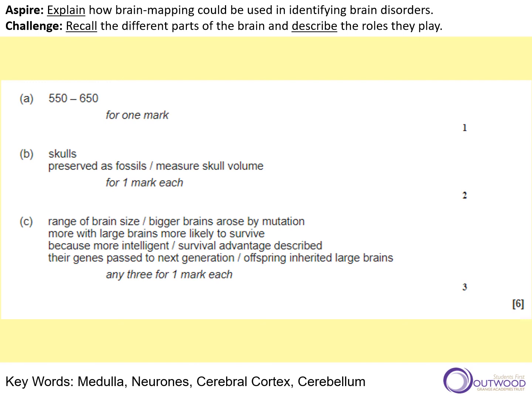Okay, hopefully you managed to get the numbers one. You may have got the skulls, you may have forgotten about the fossils, or measure the skull volume, and hopefully natural selection managed to at least get 4 marks there, and hopefully you managed to get 6.